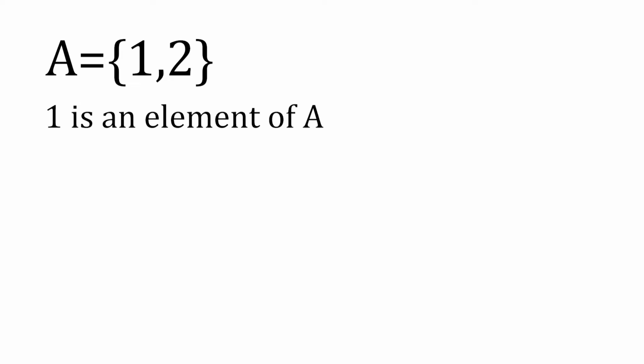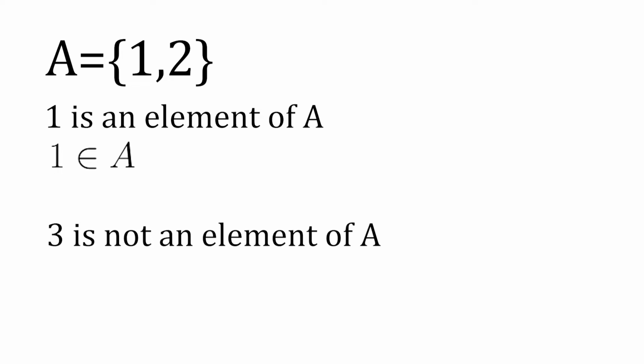1 is an element of A. There's a special symbol for that that looks like a little E, and that's just 1 is an element of A. 3 is not an element of A, and we can put a slash through that little E, and we'll say 3 is not an element of A.